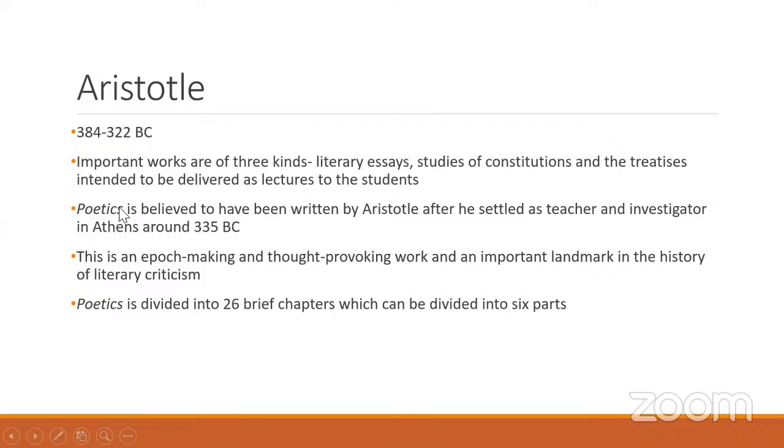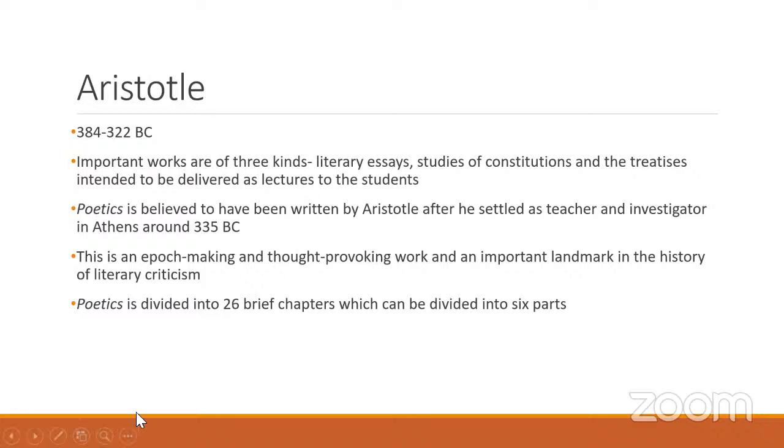The very famous work of Aristotle is Poetics. Poetics is believed to have been written by Aristotle after he settled as a teacher and investigator in Athens around 335 BC. Poetics is very important in literature. It's a landmark book, an epoch-making, thought-provoking work, an important landmark in the history of literary criticism. It is one of the most influential books of the world.